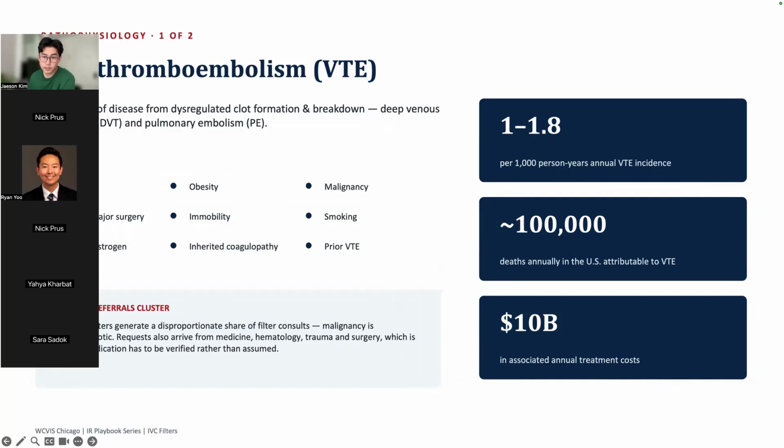So the risk factors are the ones you would expect from your other classes: older age, obesity, cancer, recent trauma or surgery, being immobile for a while, smoking, having higher estrogen, inherited clotting disorders, and having a clot before. And one practical thing that I learned is that it helps to notice where these consults are coming from. If a hospital has a big cancer center, they tend to see a lot of these filter requests because cancer makes patients more likely to clot.